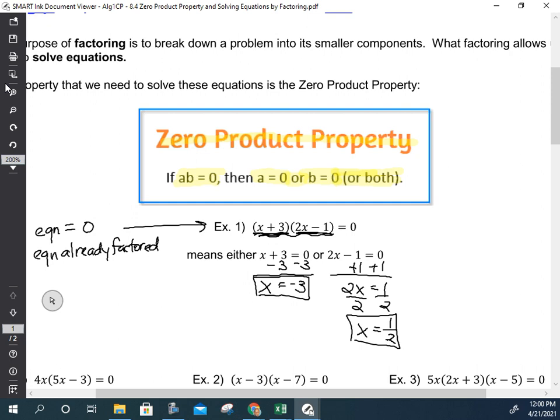X equals negative 3. I can't go any farther than that. X equals 1/2. I can't go any farther than that. So that's your answer unless the directions told you to do something different, like add the two answers up, find the sum of the answers, or find the product of the answers, or something along those lines. But other than that, what you see is what you get. So, excellent question. Anyone else with questions?